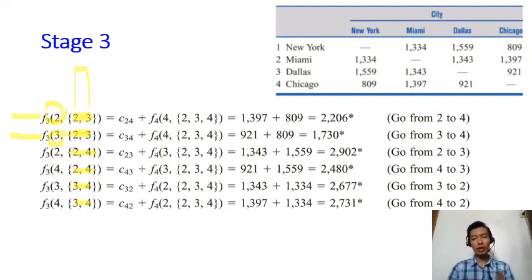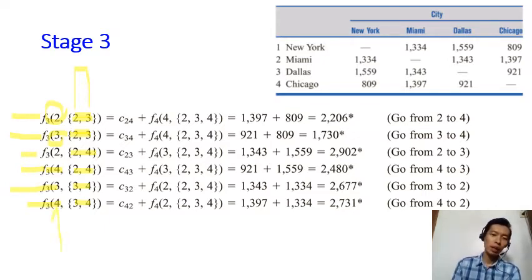So {2, 3} can be you visit 2 and then 3, or you visited 3 and then you go to 2, right? That's why for each of these histories you have 2 pairs. F3 2, {2, 4}, F3 4, {2, 4}. And then finally for 3 and 4 you also have F3 3 and F3 4. Because this is about where you are at the beginning of day 3, and this is the history of the cities that you visited so far.